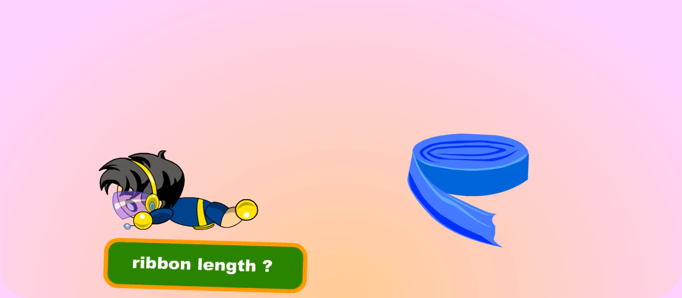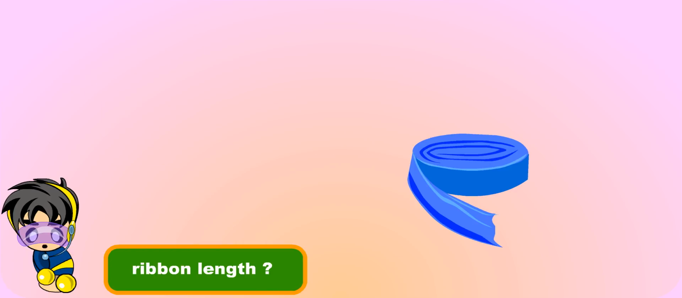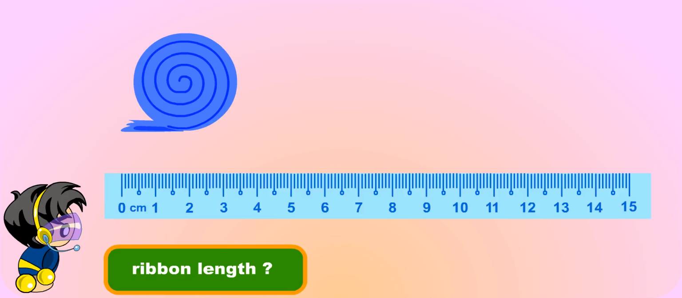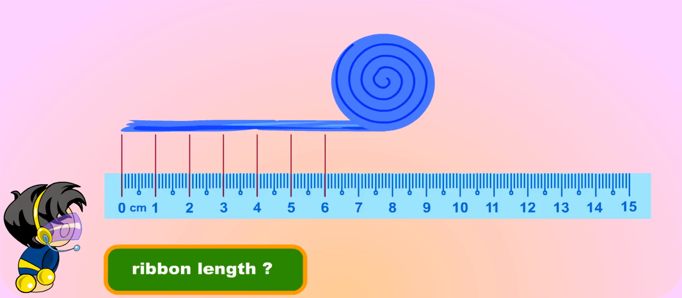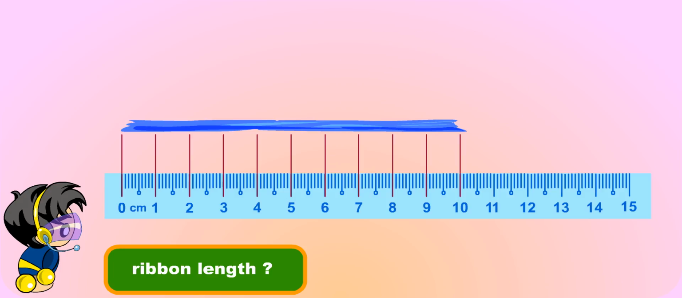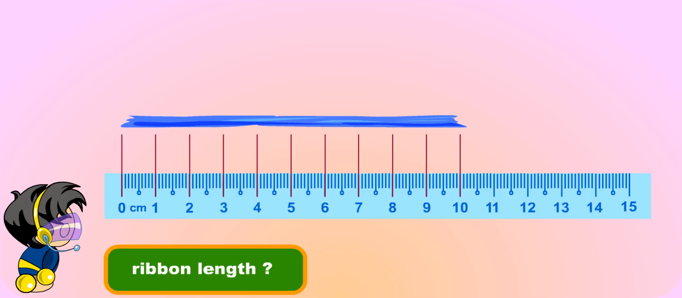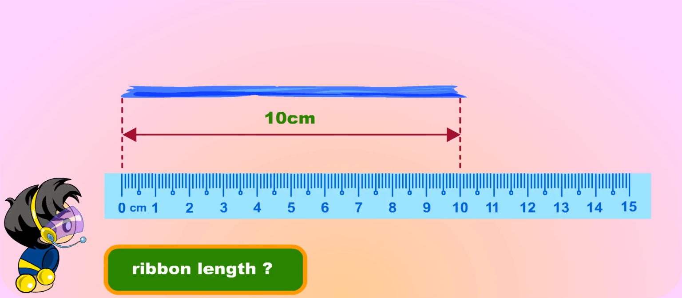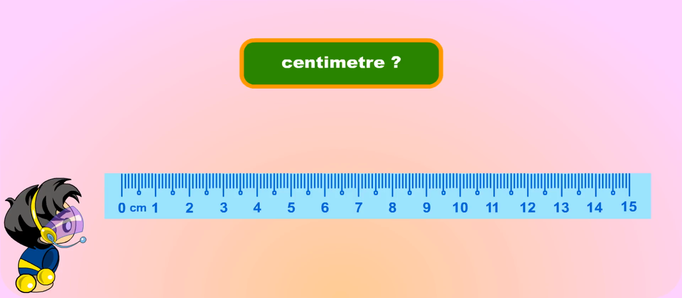If we want to measure the length of a ribbon, we lay the ribbon flat beside the ruler. We will read and count the markings until where the ribbon ends. Here we have a 10 centimeter long ribbon. Okay, so this is how long a 10 centimeter ribbon is. But you still have not explained what centimeter is.